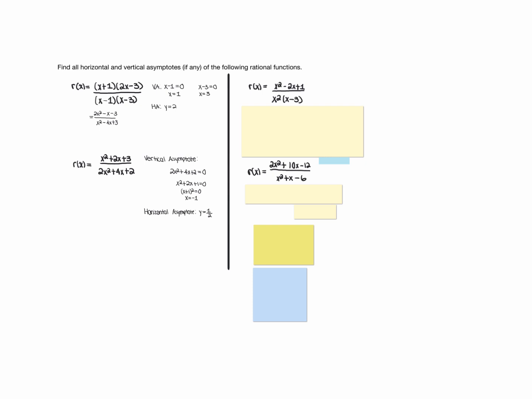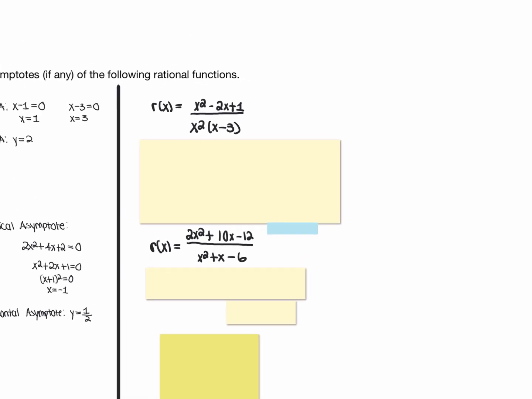We have our first one here. We're given this rational function, x squared minus 2x plus 1 over x squared times x minus 3. Now, number one, we need to factor the numerator and denominator just to see if anything cancels. It doesn't. Now we factor the numerator. We need two numbers that multiply to 1 and add to -2. You can put this in your calculator too, just so you know. The denominator is already nicely factored for us.